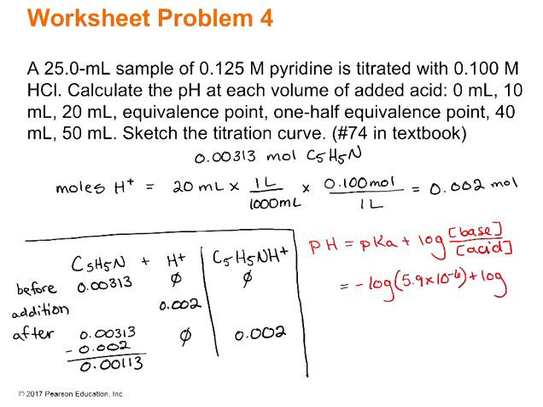All right, and then we're adding the log of our ratio of base to acid. So our weak base, we have 0.00113 moles, and in terms of the acid, there's 0.002 moles. If we plug all of that into our calculator, the pH of the solution after the addition of 20 milliliters of acid is 4.98. Okay, so the pH decreased even further.